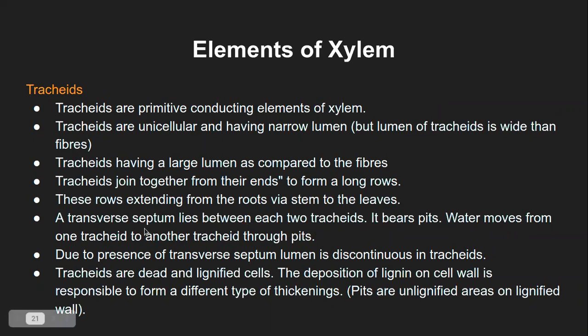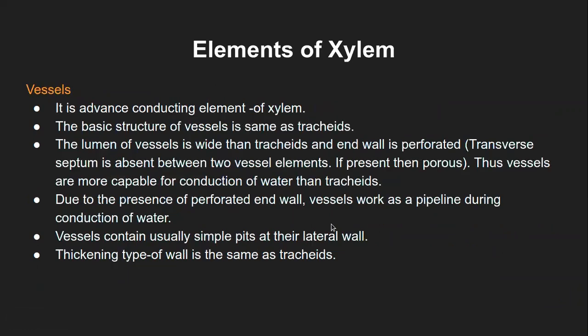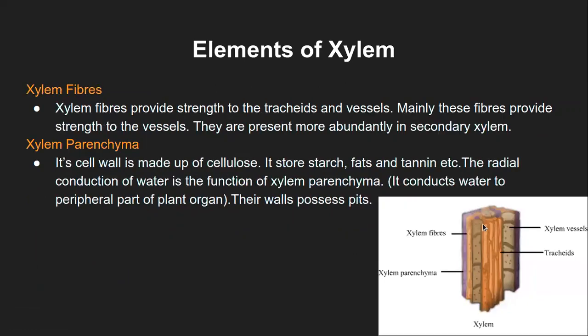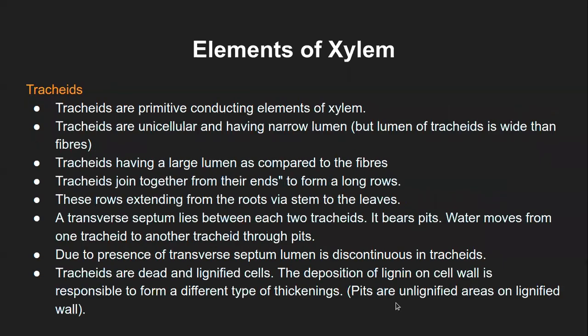A transverse septum. Septum refers to a kind of layer or wall. We call it a partition in common language. So a transverse septum lies between each two tracheids. Again, what does this mean? At the end of this tracheid, at the end of this tubular cell, there will be a septum or a partition between these two cells. That is the upper cell and lower cell. That is what it means.